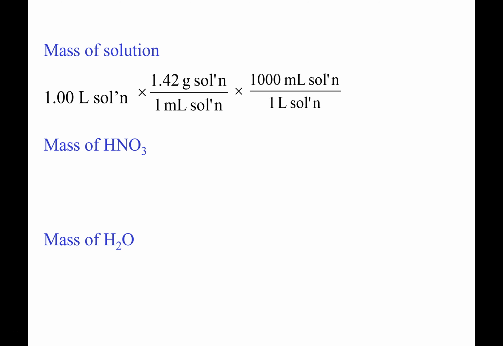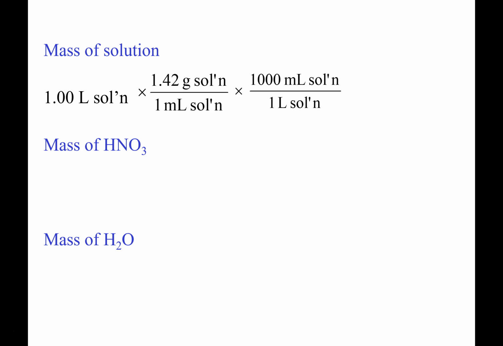Well, we can use the volume of the solution and the density of the solution to get the mass of the solution. It would look like this. We have 1.00 liters. We'll use our non-flipped version of density, 1.42 grams solution over 1 milliliter solution. I can't remember if I take it to kilograms there. Yeah, I do.